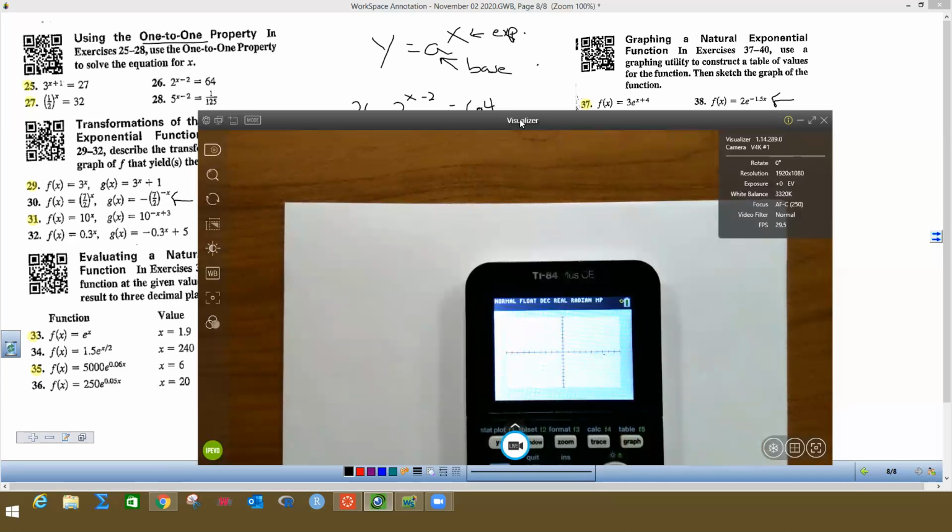So I hit graph, and here comes my graph. If you look at that graph, what happened to it, the negative flipped it over the y-axis, and the 2 is a vertical stretch times 2, and the 1.5 is actually a horizontal shrink by 1.5. So anyway, we're going to take this, and it said you want ordered pairs. So if I hit second graph, that's going to give me the ordered pairs. So there's our ordered pairs that go together.